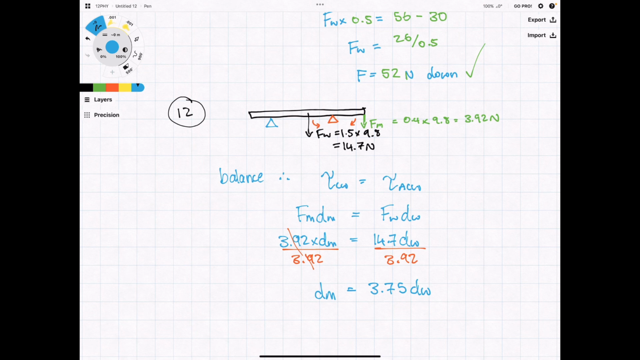Now, it's a bit of a funny ratio. What we need to try and figure out is making that a ratio of how far it has to be from the end, the broom handle. I think this question is crap.